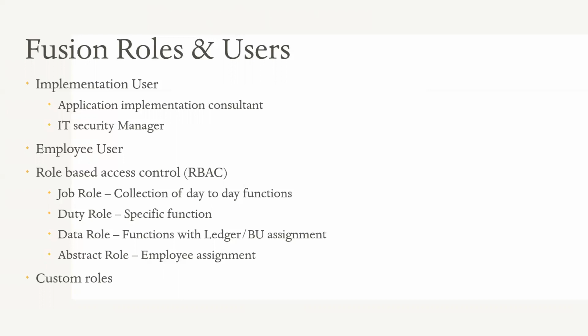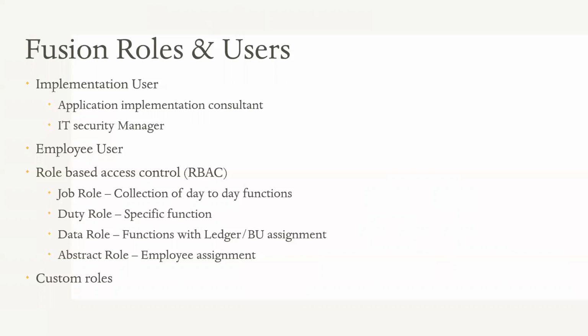And then we have users. The users can be categorized into two parts: one is the implementation user and the other is the employee user. If you take E-Business Suite, a user is always just a user. We don't have the concept of implementation user and employee user. It is always based on the assigned responsibility access that we categorize whether this is an implementation user or an employee user. But here it is different.